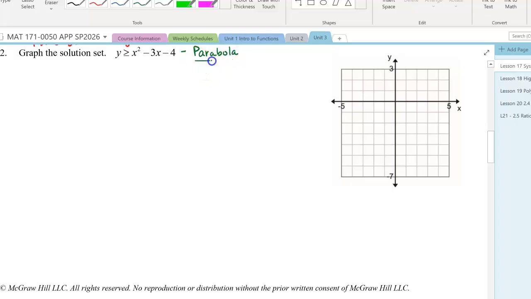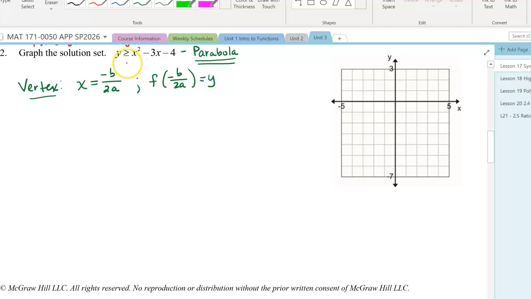Now, I believe that Alex focuses on completing the square and graphing that parabola using transformations, but I'm going to find the vertex and the x and y intercepts. So remember, to find the vertex of a parabola, you're going to use the formulas. The x coordinate is negative b over 2a, and the y coordinate is f of negative b over 2a.